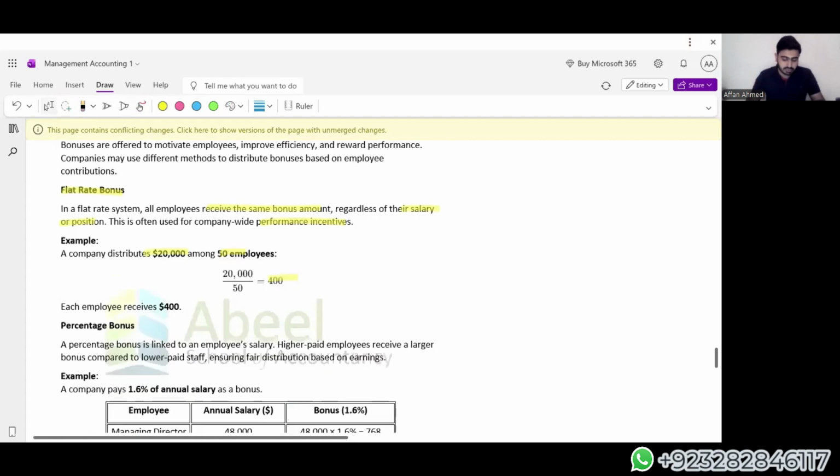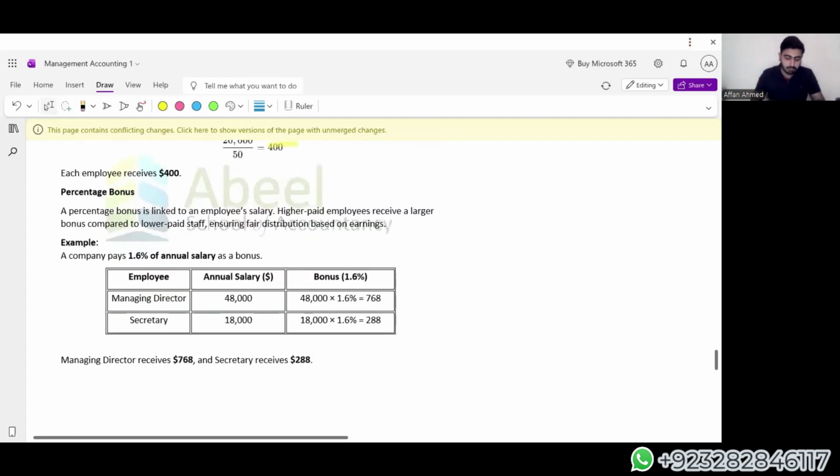Next, percentage bonus. Percentage bonus says that a percentage bonus is linked to an employee's salary. Higher paid employees receive a larger bonus compared to lower paid staff, and this ensures fair distribution based on the earnings. Now, if a higher placed employee is getting a higher bonus, why is he getting a higher bonus? Because he is taking up a job that is more risky, that is more important. He is the person who is going to lead us to earn more money. So he should get a higher bonus according to the percentage that is set.